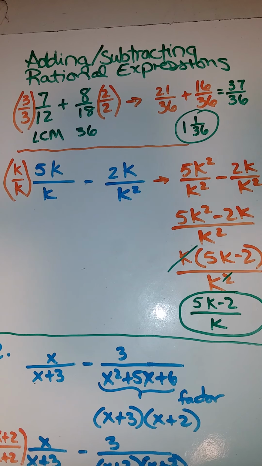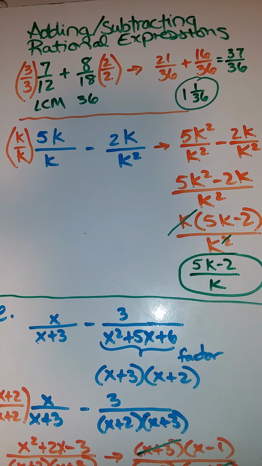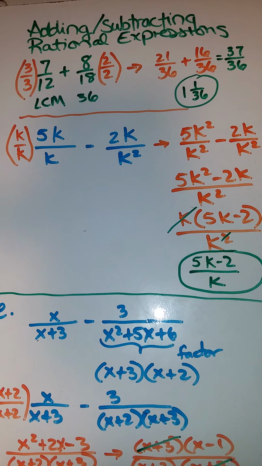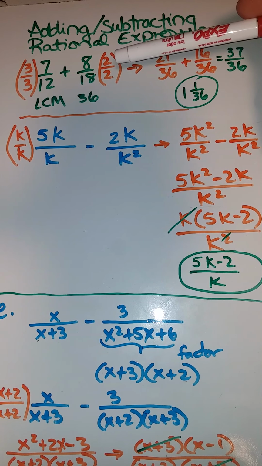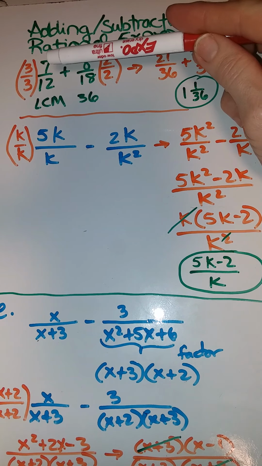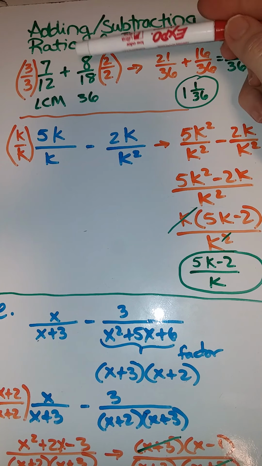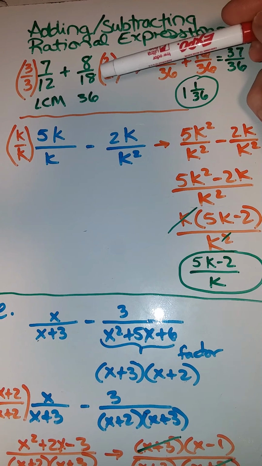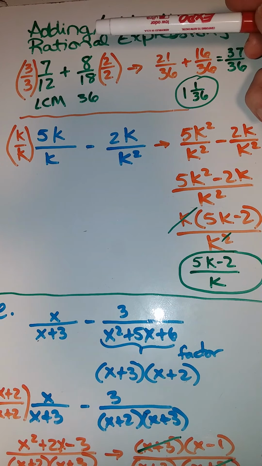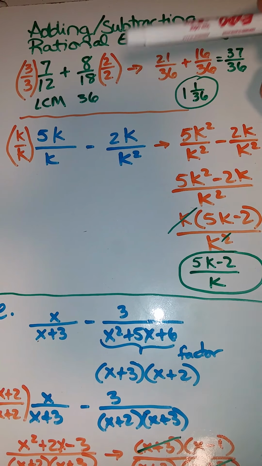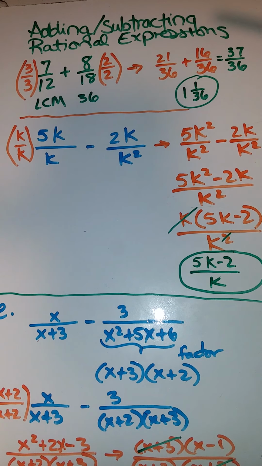Today what we're doing is adding and subtracting rational expressions. In order to understand this, I'm just going to bring you back to working with constants. When you're going to add a fraction like 7/12 to 8/18, then you're going to need to find a common denominator. And a common denominator is often your least common multiple.